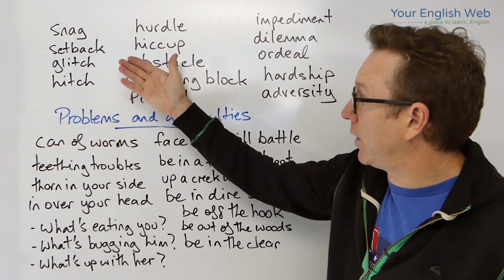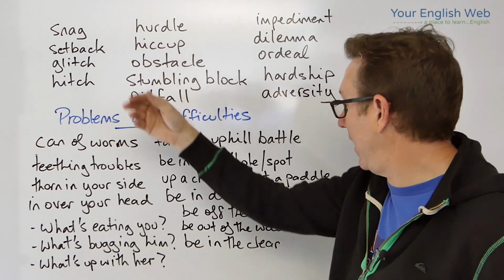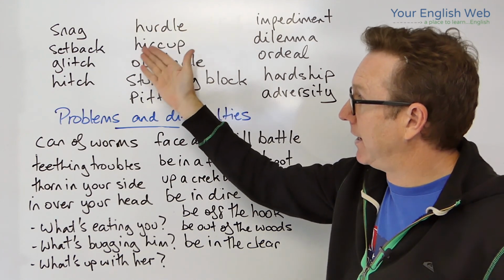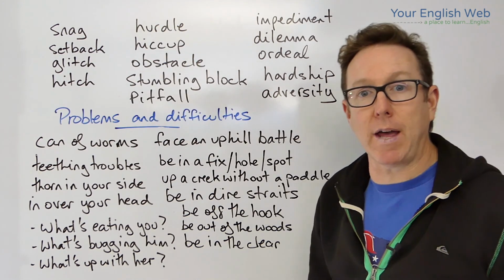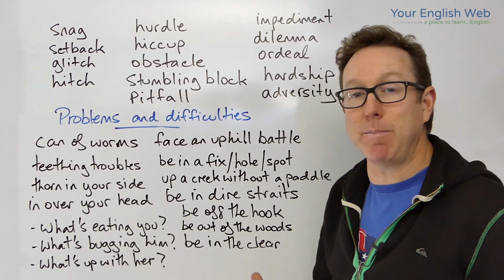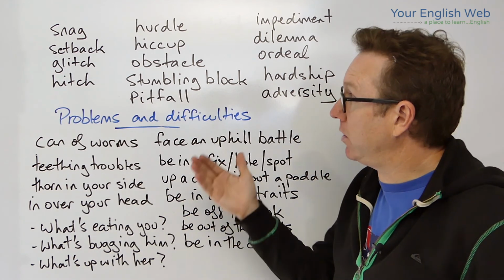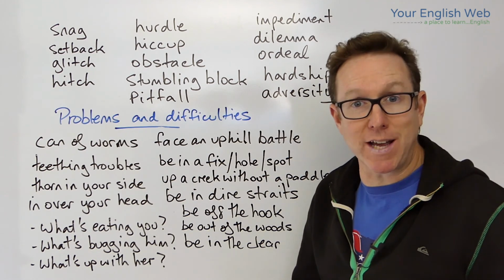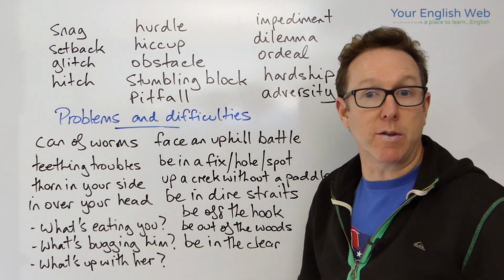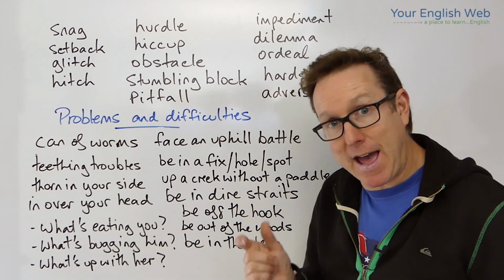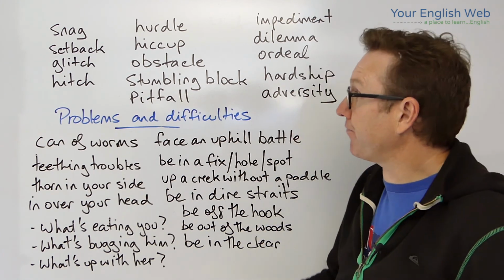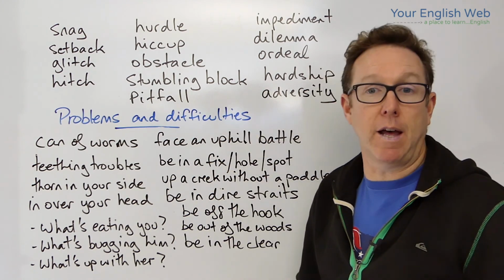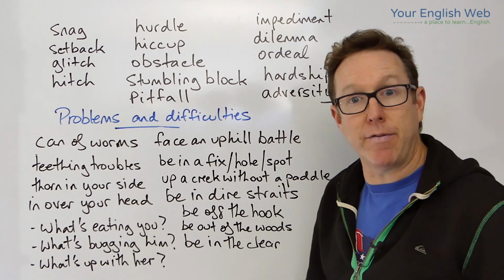Now, the first words we're going to look at are at the top here, and the words are snag, setback, glitch, and hitch. Okay, so those are four synonyms for problem, and we can use the word snag if you're working on a project and you have a problem. You can say that we have a slight snag, we have a slight problem. Again, a setback is a difficulty. Again, in a project, you have a setback.